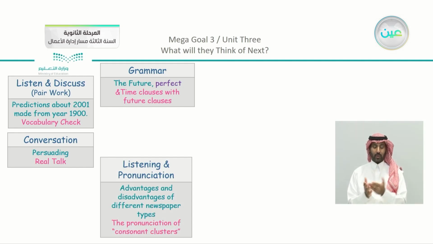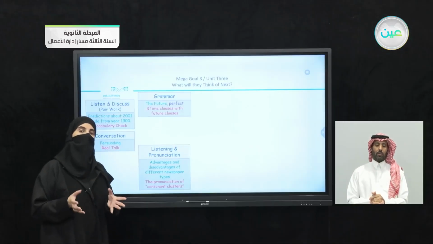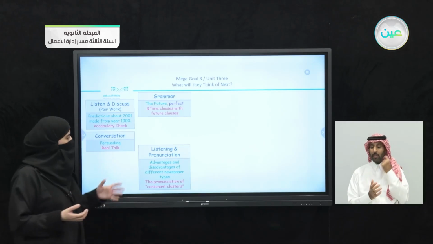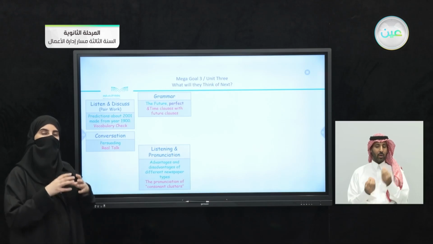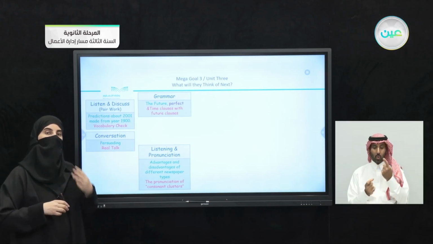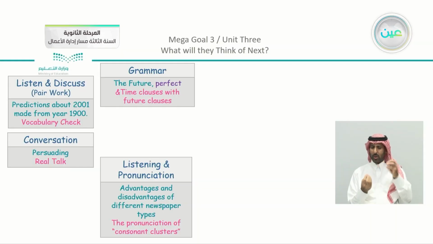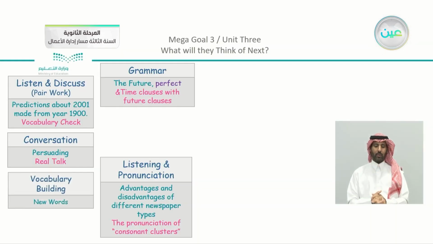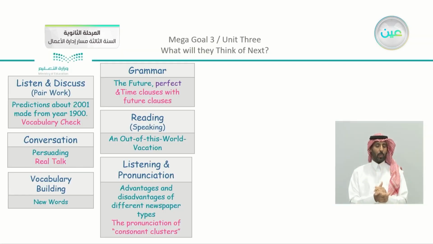Now, in the listening, we listened to the advantages and disadvantages of different newspaper types. And we had the application of the pronunciation here, which was about consonant clusters and how to join these consonants. They may be 2 letters or even 3 letters together to form one sound. Also, we have the vocabulary building. Of course, we studied new words. And these new words, we saw them also in the reading, which was followed by the speaking.